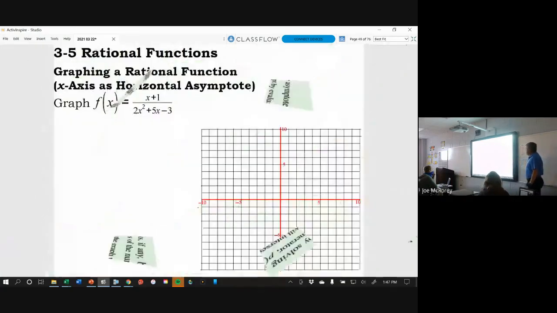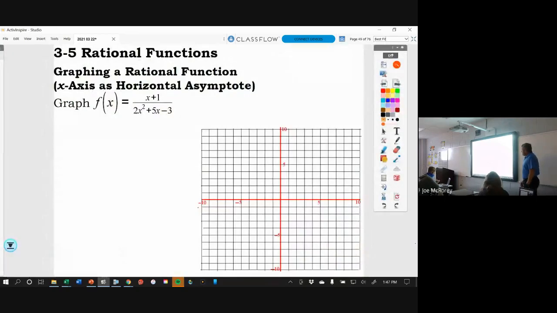Okay, here we go. We're going to graph. I want to graph f of x equals x plus 1 over 2x squared plus 5x minus 3. That looks not bad. When you're looking for horizontal or oblique asymptotes, you want to use the original problem. So this is where we want to be to find the horizontal or obliques.